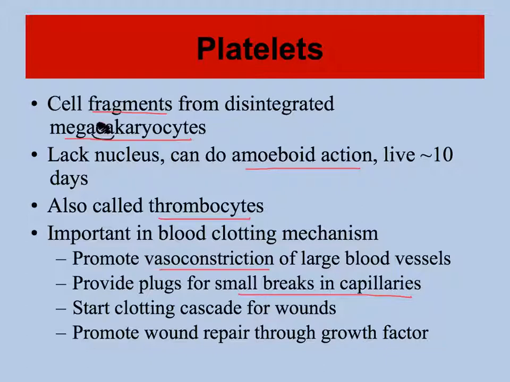They start the whole clotting cascade. There's a whole lot of things that happen when blood clots, and it's called a cascade because one chemical produces another chemical, which produces another one, which produces another one. And also, as they disintegrate at the end of their lifespan involved in a clot, they help promote the repair of the wound, because in their own disintegration and death they release a growth factor that encourages repair.